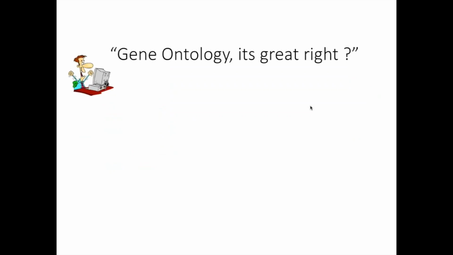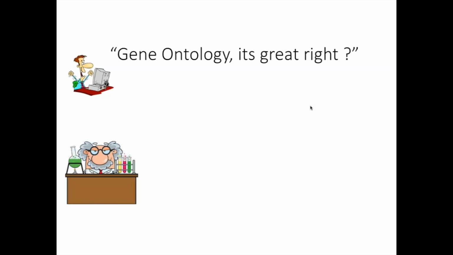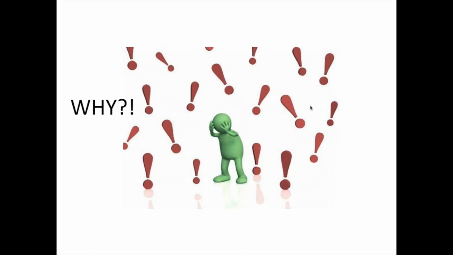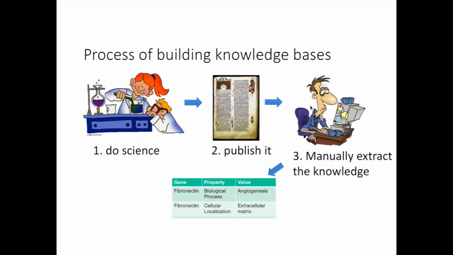And this leads to another problem, is that biologists, by and large, are really annoyed by the gene ontology. And every time you say it, isn't it great? They say things like, maybe it's not so great. But they have to use it because they don't really have many other options. And so, why is this the case? The case is the process that we have for building knowledge bases.